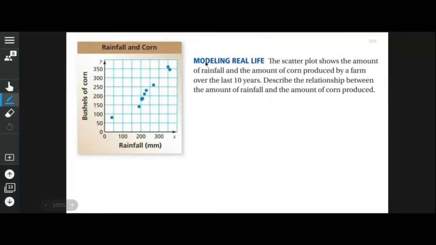The scatter plot shows the amount of rainfall and the amount of corn produced by a farm over the last 10 years. Describe the relationship between the amount of rainfall and the amount of corn produced. All right, so what we have here is a positive correlation. But what we also have is a real life problem. So I could say positive correlation, which I will write out. That's supposed to be an O. I have a positive correlation. What I also have is a real life problem. So how am I going to describe what's going on?